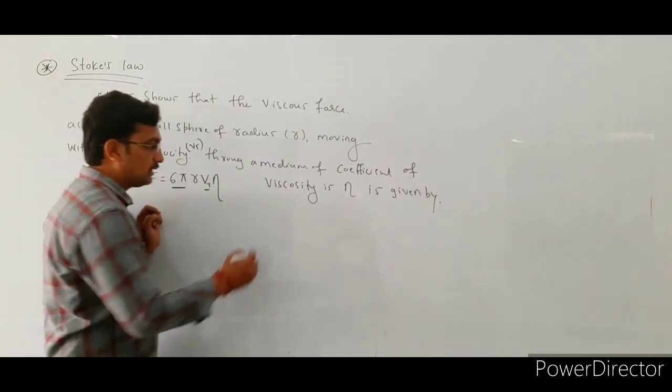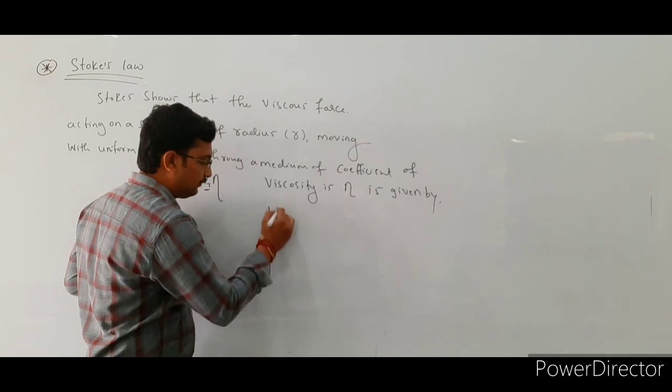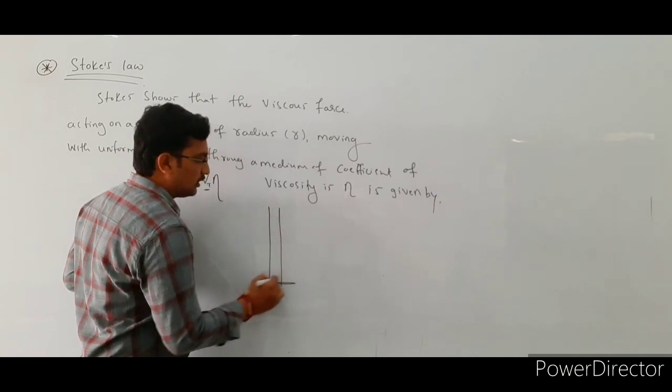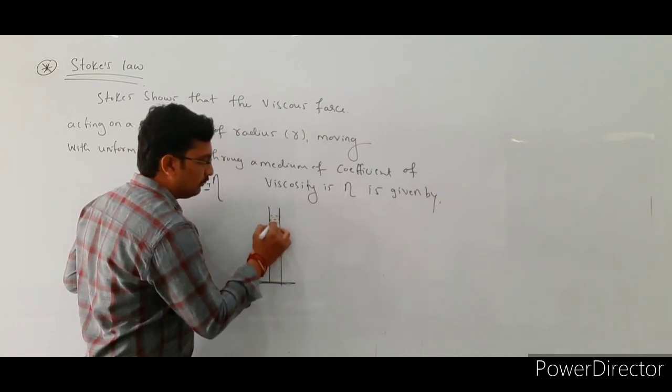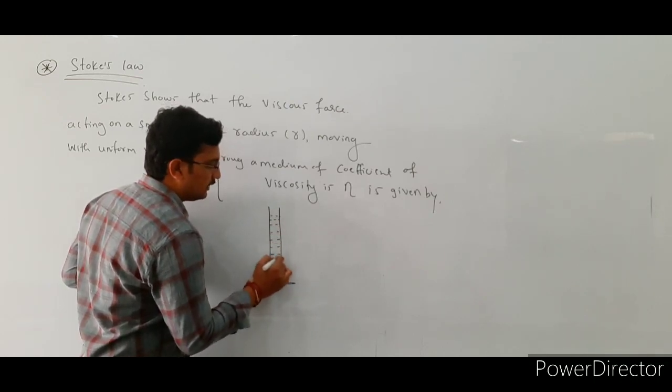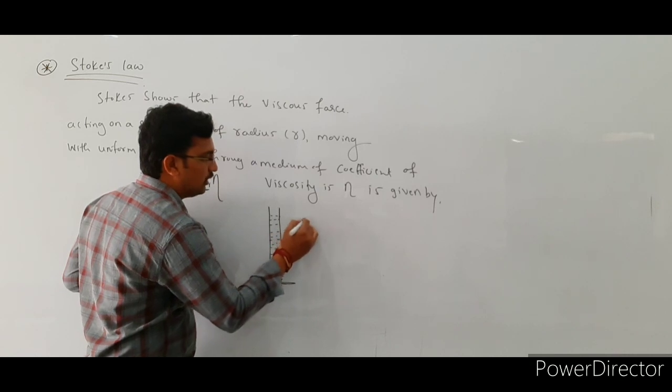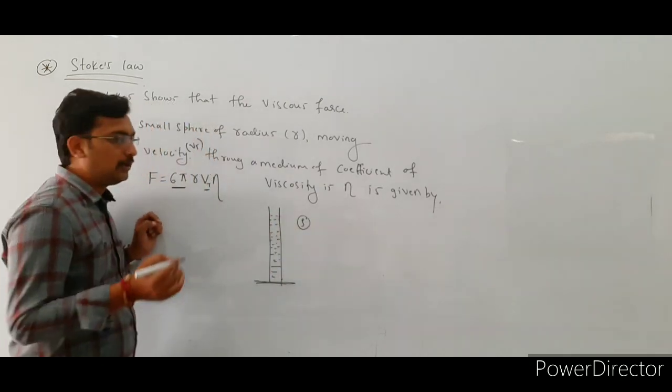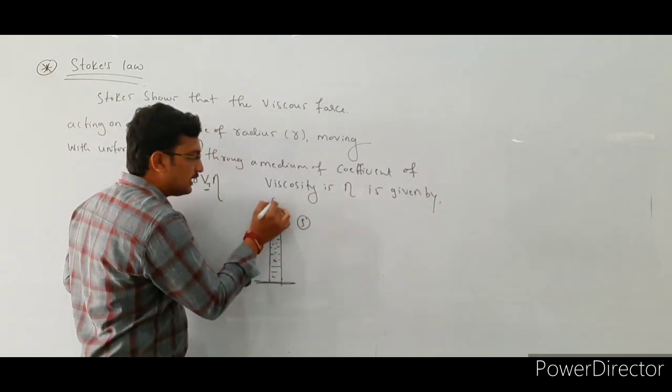Okay, see here, consider this is a cylinder. In this cylinder we are filled with some liquid of density rho. The density of the liquid is rho. In this case we drop a small sphere of radius r.